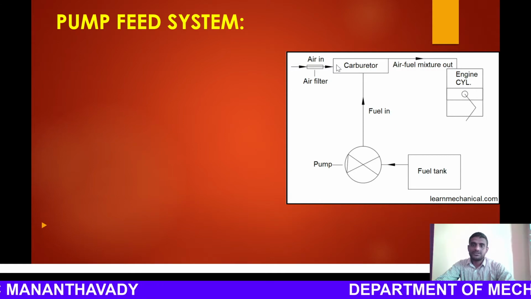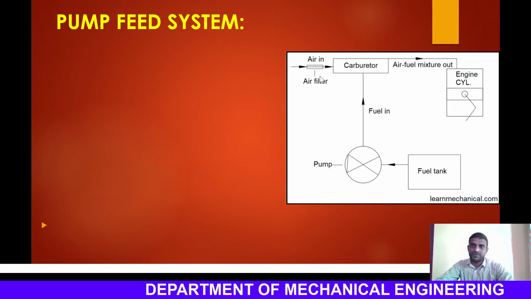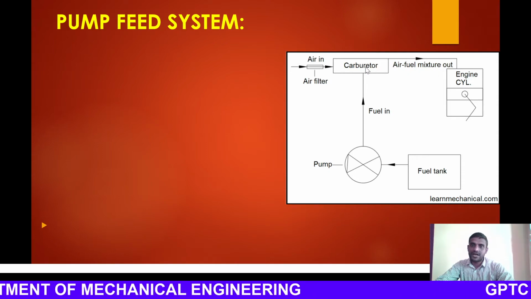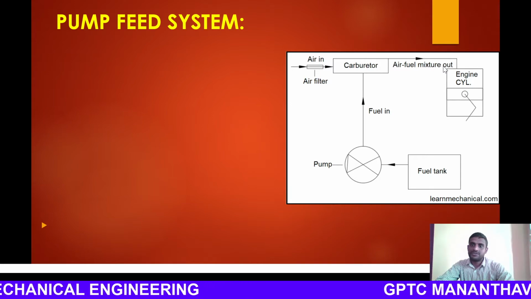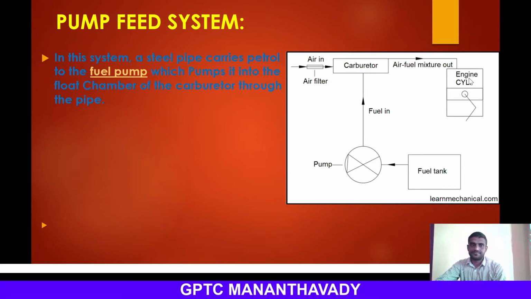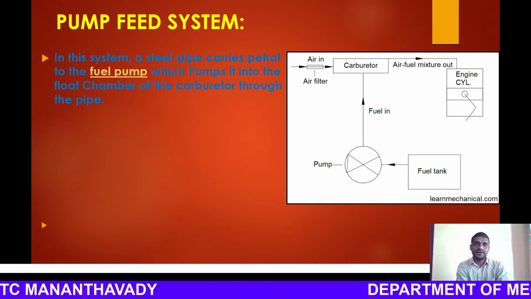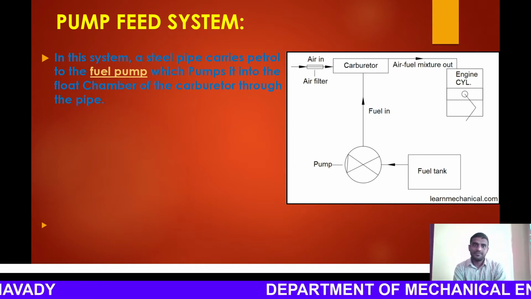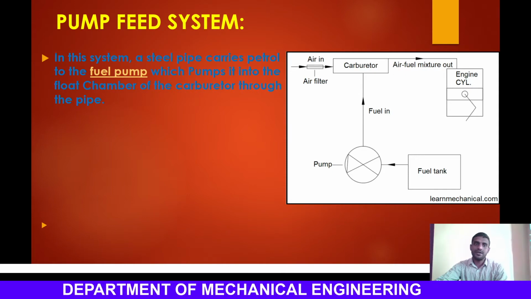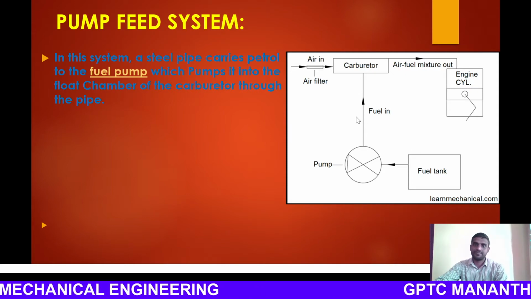The outside air is getting to this carburetor after purifying through the air filter, and the air fuel mixture is prepared in the carburetor, and this air fuel mixture, that is the charge, is taken into the engine cylinder. Let's have a look. In the system, a steel pipe carries the petrol to the fuel pump, which pumps it into the float chamber of the carburetor. These are the steel pipelines shown here.